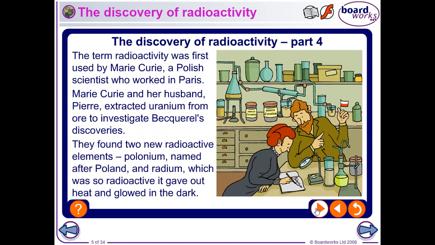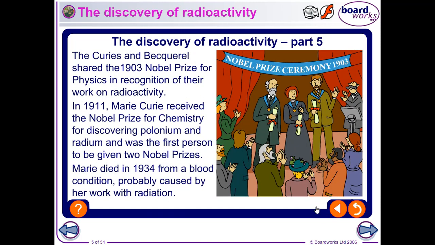So then it was Marie Curie, a Polish scientist, and her husband who worked with uranium ore and found two new radioactive elements, polonium, named after Poland, and radium, which is so radioactive that it actually gives out heat and it glows in the dark as well. We used to use it for making watches that glowed in the dark but were radioactive. And Becquerel and Curie won the Nobel Prize for physics for discovering radioactivity.